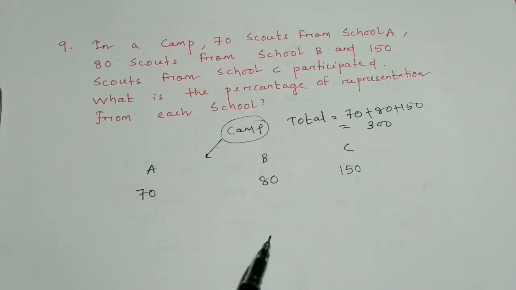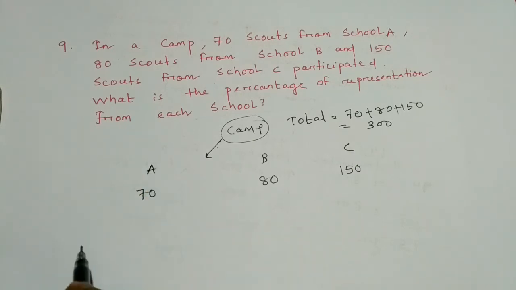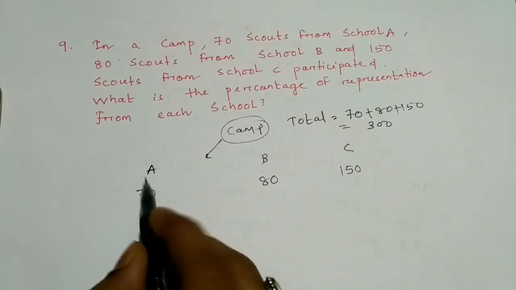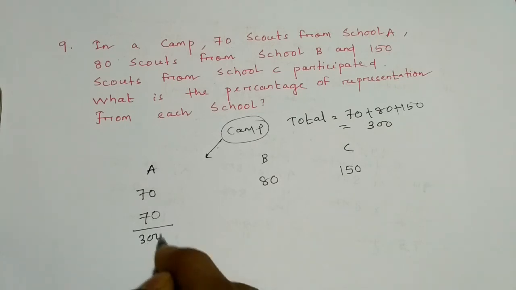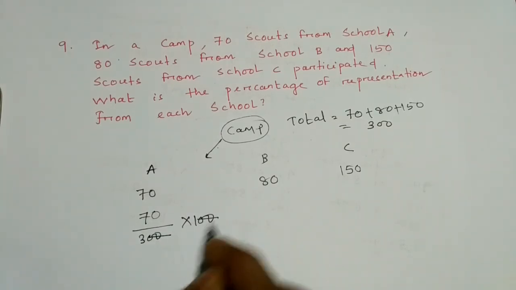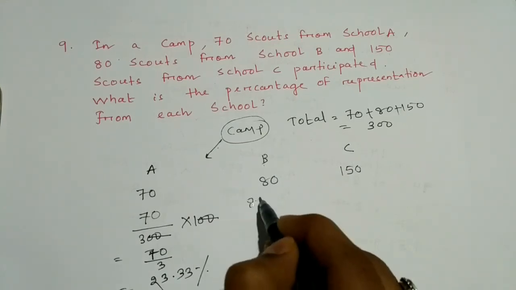So if I find out the total number of students that participated, we can easily find out the percentage of representation. So percentage of representation means what? The number of students that participated from the school A, that is 70, divided by the total number of students that participated, that is 300, and multiplication with 100. 20 would cancel. It will be 70 divided by 3. We can say 3 2 is 6, 10, 3 3 is 9, 10, 3 3 is 9, again 10, so 23.333. This is the percentage.